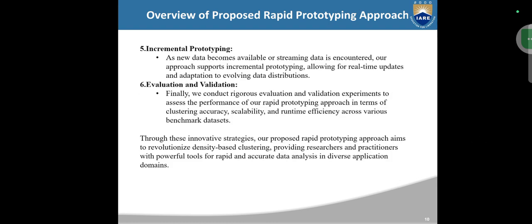Incremental prototyping. As new data becomes available or streaming data is encountered, our approach supports incremental prototyping, which allows for real time updates and adaptation to evolving data distributions. Evaluation and validation. Finally, we conduct rigorous evaluation and validation experiments to assess the performance of our rapid prototyping approach in terms of clustering accuracy, scalability, and runtime efficiency across various benchmark datasets.